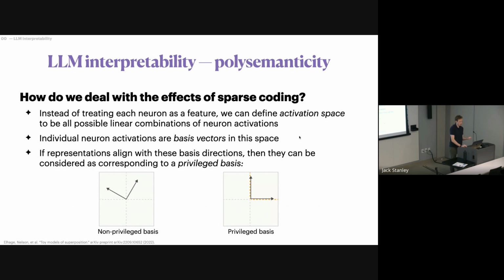Another way of formulating sparse coding that is a bit easier for interpretation is, instead of treating each neuron as a feature, to define an activation space, which is all possible linear combinations of these neuron activations. In this space, these individual neurons correspond to basis vectors. And if these representations align with these basis directions, then they could be considered to correspond to a privileged basis, which is much easier for interpretability, because if your feature aligns with the basis, that's simply much simpler to interpret as a linear combination of neuron activations.